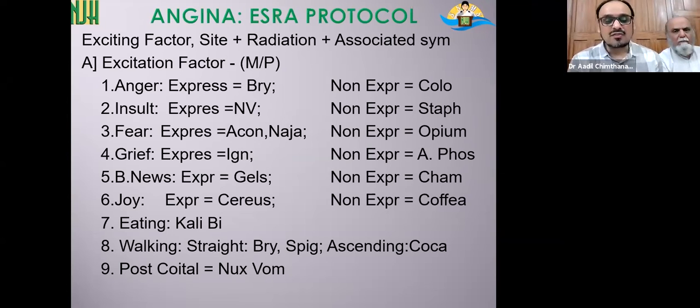So whenever a person with chest pain comes, we first see the exciting factor, mental or physical, whether it's because of anger, insult, fear, grief, bad news, ailments from joy, eating, walking straight or walking ascending steps, or it is after sex. And again, when it's anger, whether it's expressive or non-expressive; insult, whether it's expressive or non-expressive. If the person expresses and then has chest pain or the symptoms of angina, remedies are different. So we have got various remedies on the first care basis: Bryonia, Nux vomica, Aconite, Naja, Ignatia, Gelsemium, Cereus.